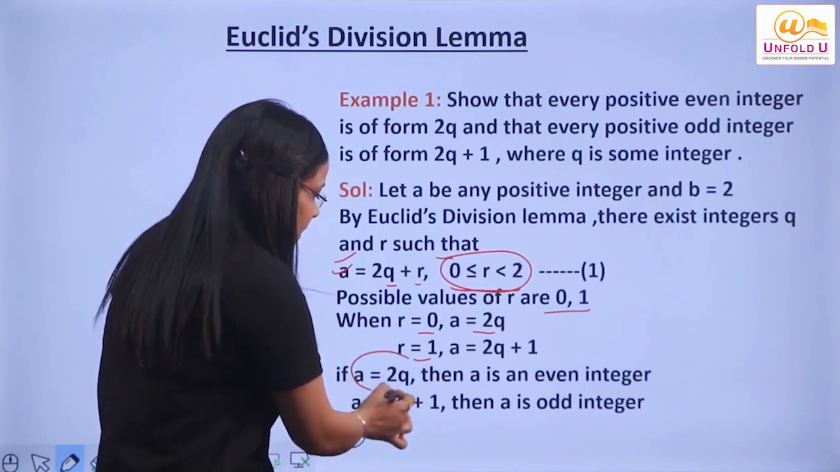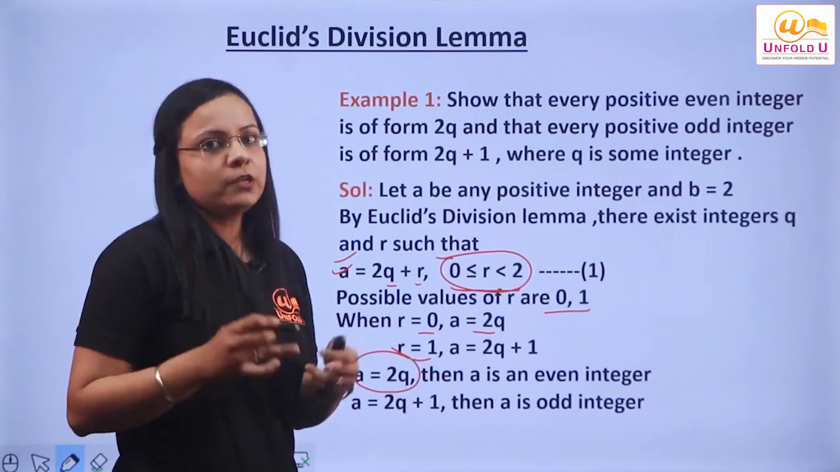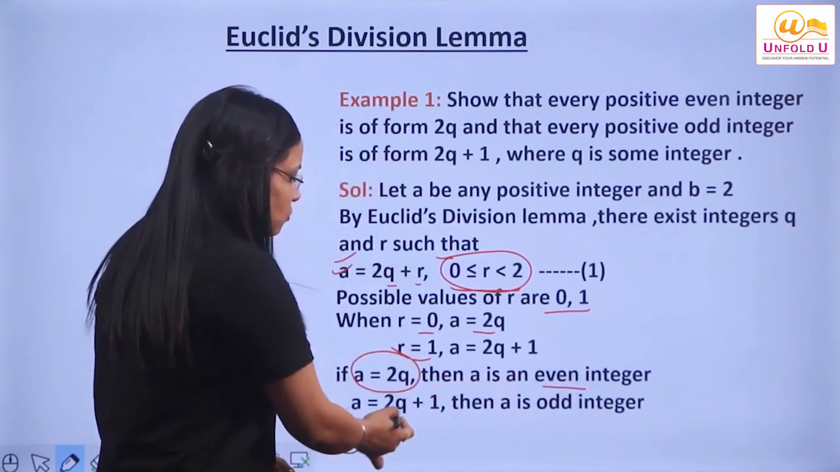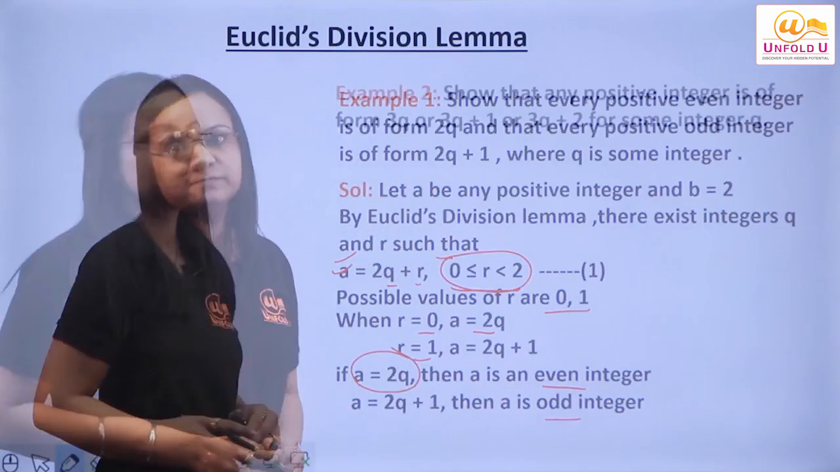So we see that when a is equal to 2q, it becomes the multiple of 2. So in that case, it is an even integer. And when a is equal to 2q plus 1, then a becomes an odd integer.